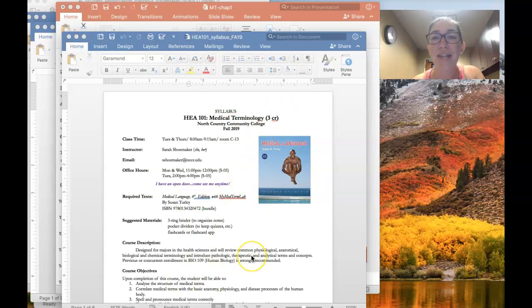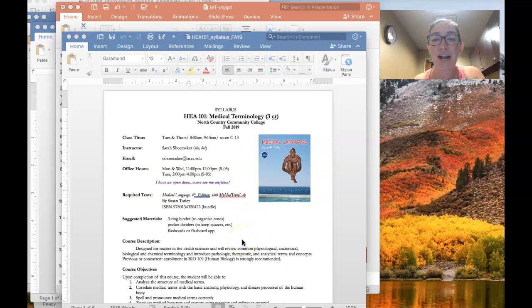The first page of the syllabus is the classroom information, my email address, which is the best way to reach me, and my office hours, which are listed here, but I'm often in my office at other hours as well. As long as I'm in there, the rule is just come on in. You're welcome to come by anytime, but these are times where you can expect to find me in my office because I'm not in a class at that time.